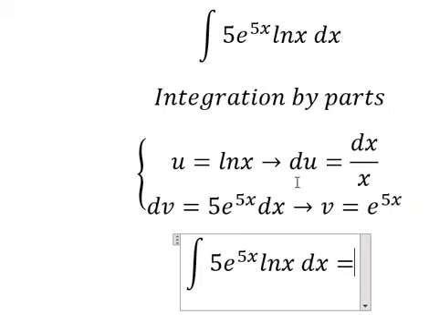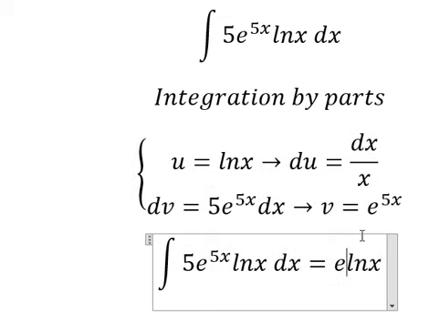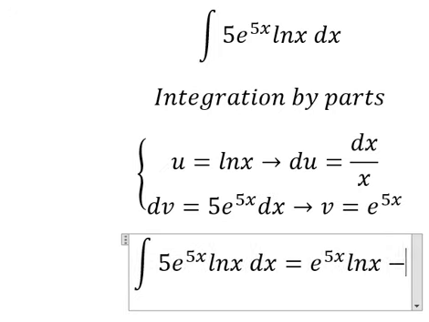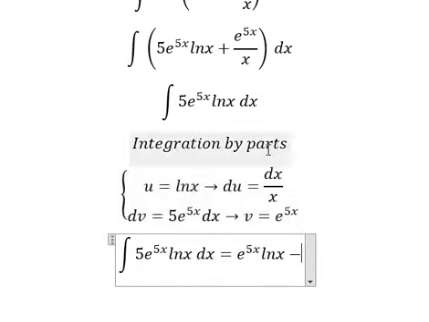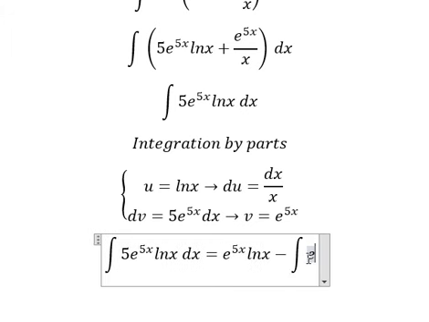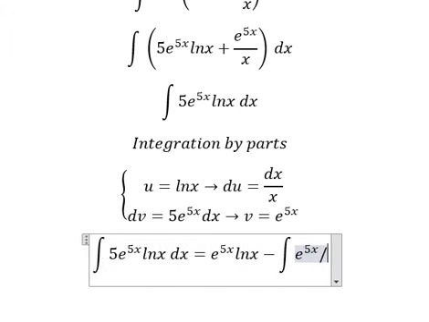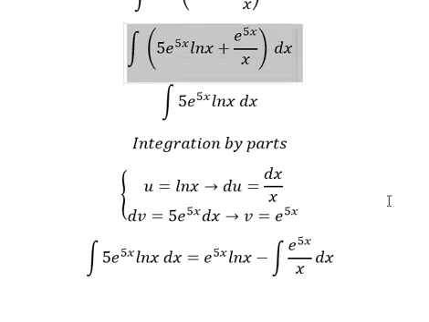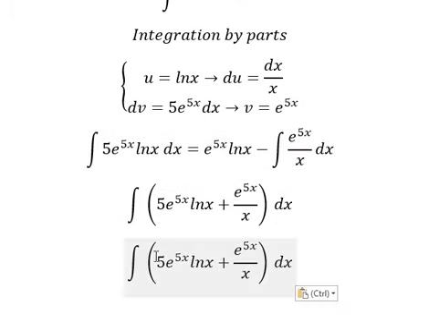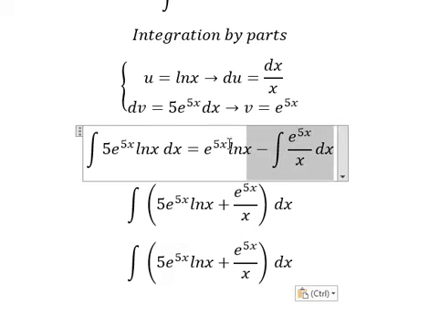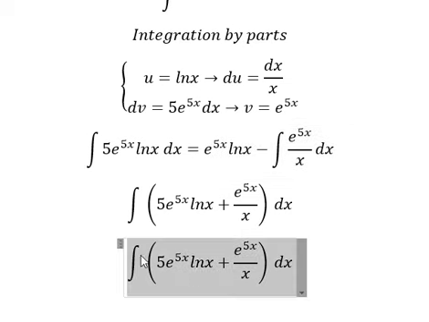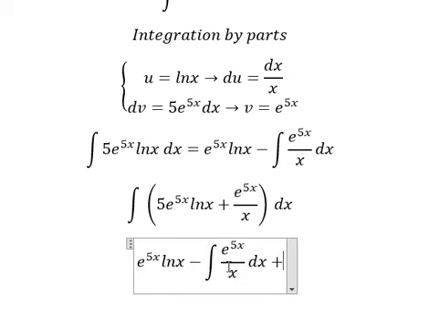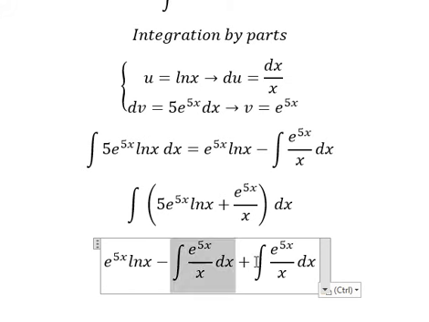So we have u multiplied by v, minus the integral of v du. So we have the integration of e to the power of 5s over s ds. So the integration of this one is about this one. And now we need to simplify this one and this one.